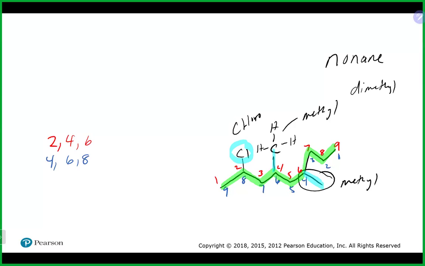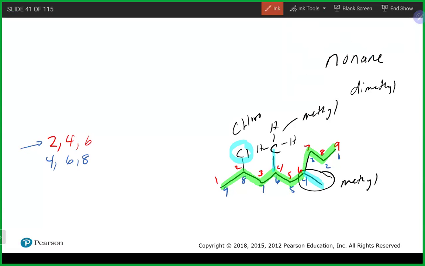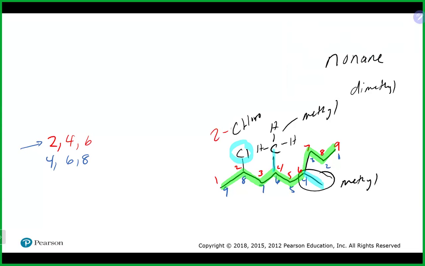Out of these 2 directions, red or blue, which way should be the right one? It is red. It is the smaller set of numbers. So we are going to go in the red direction. Which means that our chloro group here is going to be at carbon number 2. This other methyl group here will be at carbon number 4, and this guy will be at carbon number 6.